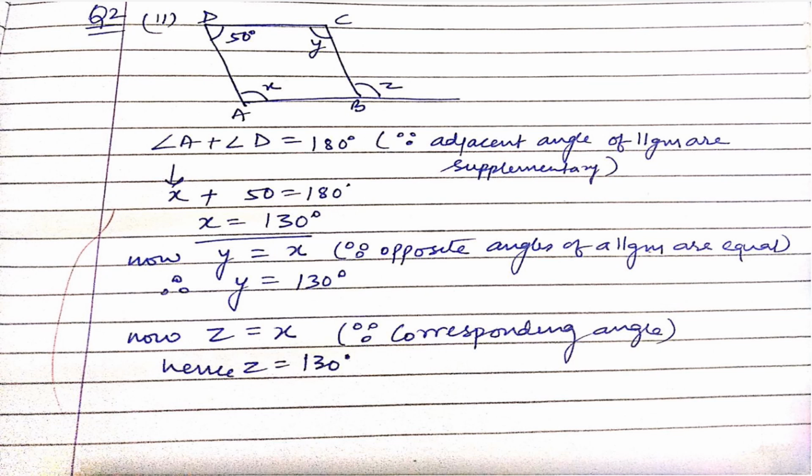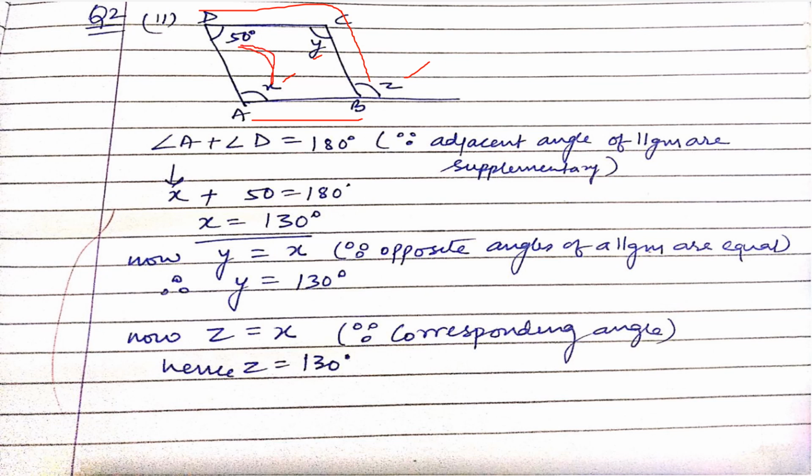Now in question number 2 in the exercise, a simple question like this is given to you, in which ABCD is a parallelogram. You have to find the values X, Y and Z. I hope you have found this on your own. But if you are not able to do it, it is very easy. Let's start. First thing is, we have to find those values which are very easy for us. Like, what can we say about this 50 and X?